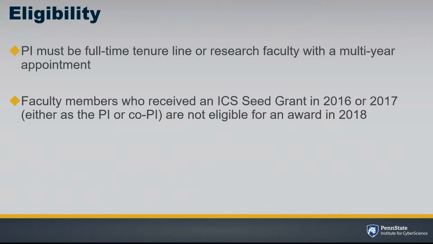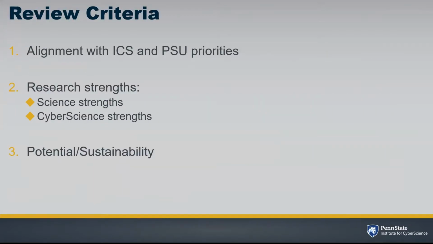In order to be eligible, you must be a full-time tenure-line faculty or a research faculty with a multi-year appointment. So the year-to-year appointments are disqualified. Also disqualified are all PIs and co-PIs who received the Seed Grant in 2016 or 2017. The review criteria are three. One, alignment with ICS and PSU priorities, and PSU priorities really focus on the driving digital innovation part of the strategic plan. Two is research strength, the science strength of the individual problem, and the cyber science strength.